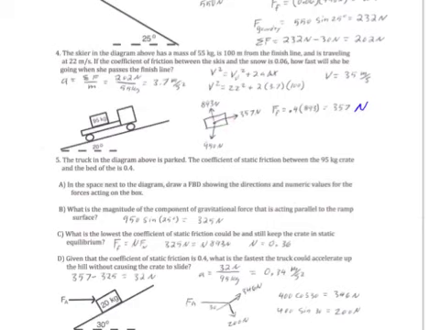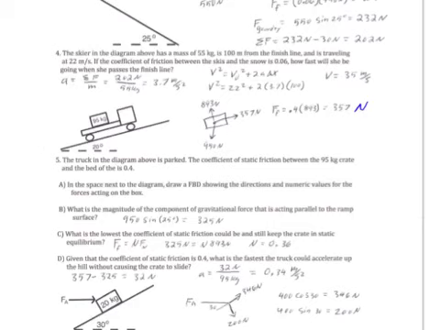Which I then draw this way, because the box wants to slide this way, so therefore friction is acting that way, if you think about it. The box wants to slide this way, friction is keeping it from doing it. Friction always acts against the motion of the object, or the way the object wants to move. The direction it would move if there weren't friction.